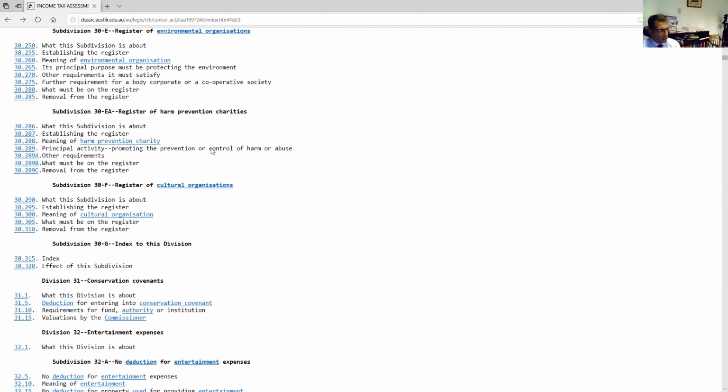That's Division 30. Everything bar the first $2. There's no cap on the amount either. If it's 10 million, you'll still get the full amount of the deduction.